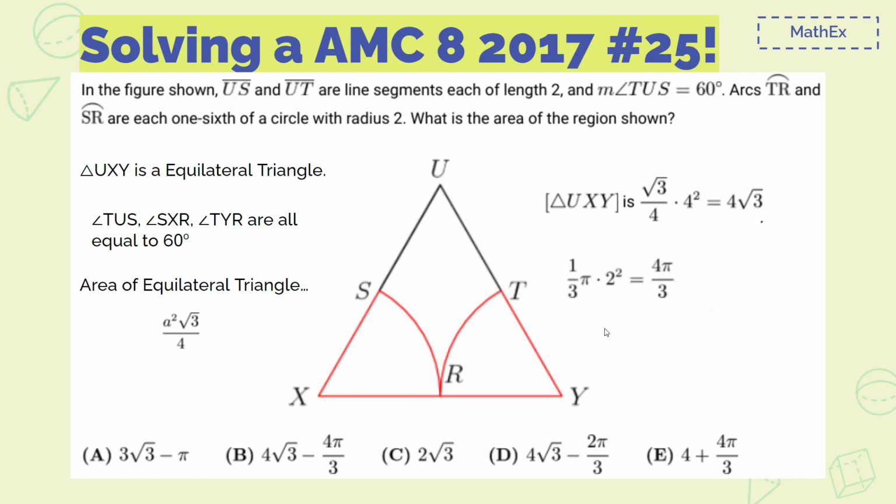Now, next thing we do is the final step. It's very simple. Very much a legendary technique used throughout all of mathematics. It's subtracting. 4 root 3 minus 4 pi over 3. That's just going to be our answer in this case. So we have our answer here as B.